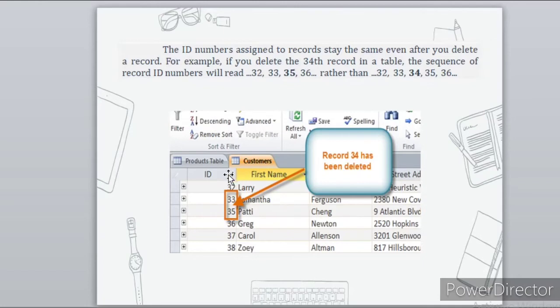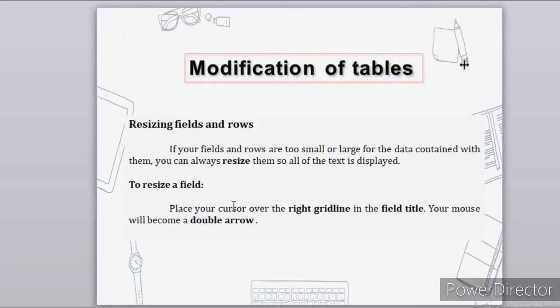The ID numbers assigned to records stay the same even after you delete a record. For example, if you delete the 34th record in a table, the sequence of record ID numbers will read 32, 33, 35, 36 rather than 32, 33, 34, 35, 36 and so on, since record 34 has been deleted.